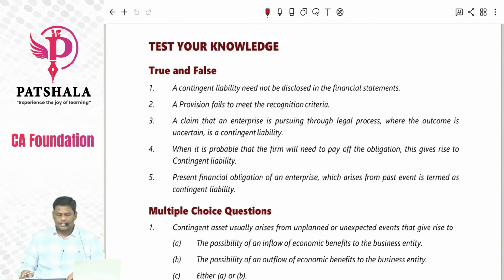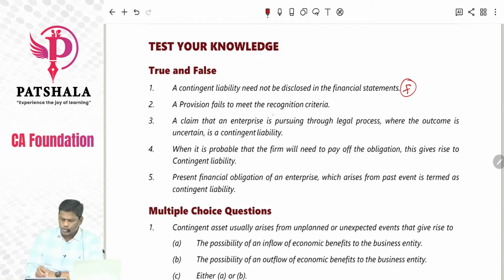Let's see some true or false questions. A contingent liability need not be disclosed in financial statements. Not always. If the contingent liability is real, then it is a provision. Okay, false. The phrase 'need not be' is wrong. Contingent liability can be required if it is estimated and you know that.